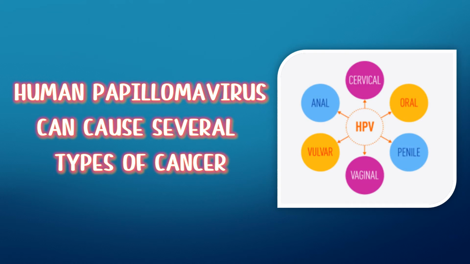Penile cancer is a rare type of cancer with over 60% of them being caused by HPV. Another rare type of cancer is vaginal cancer. 75% of vaginal cancers are caused by HPV. A third type of rare cancer is vulvar cancer. 70% of these cancers are caused by HPV.